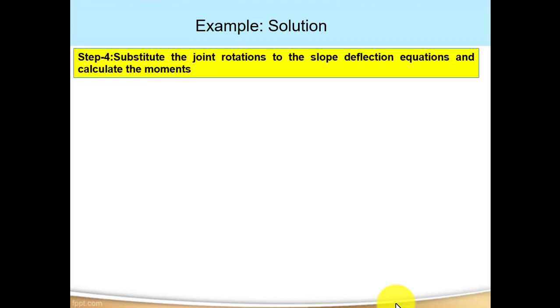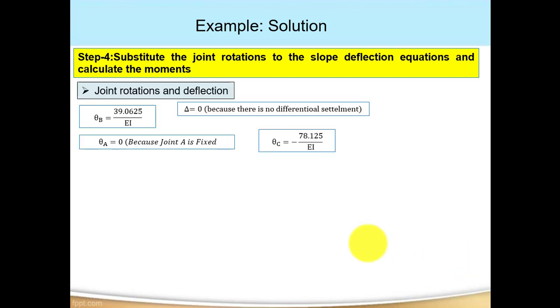Therefore, step 4 will be to substitute the joint rotations into the slope deflection equations and calculate the moments. Okay, finally, the joint rotations we calculated earlier: theta B equals 39.025 over EI, theta A is 0, theta C equals minus 78.125 over EI, delta A is 0.